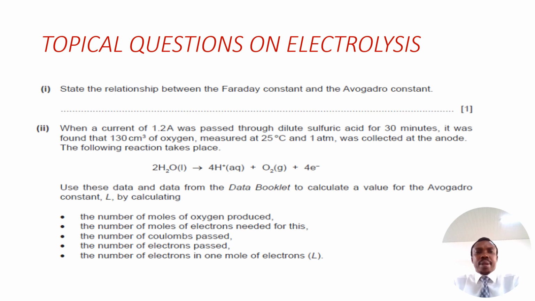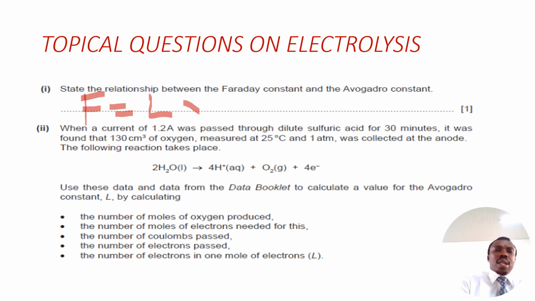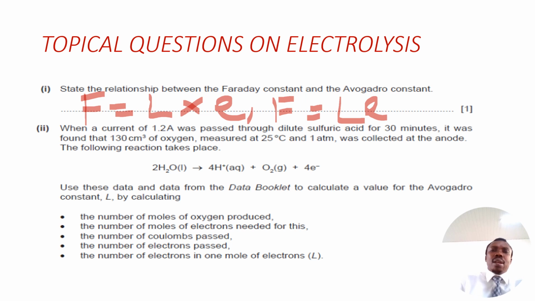The first question: state the relationship between the Faraday's constant and the Avogadro's constant. Based on what we have treated, F represents the Faraday's constant. F is equal to what? We use L to represent the Avogadro's constant, which is then multiplied by e, the charge on one electron. So F is equal to Le, where F is the Faraday's constant, L is the Avogadro's constant, and e is the charge on one electron.